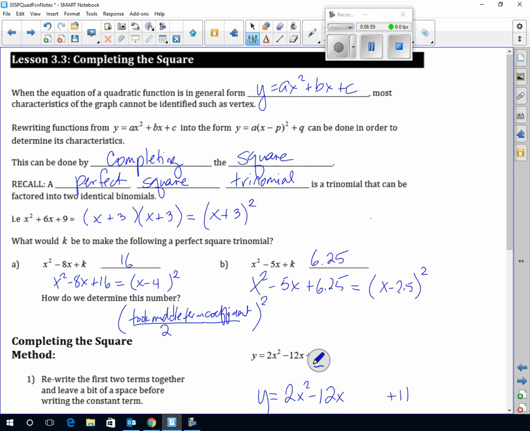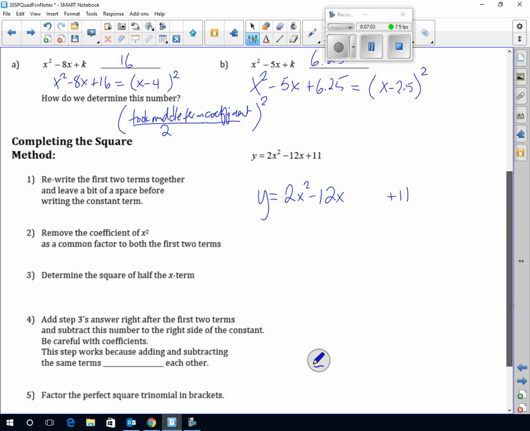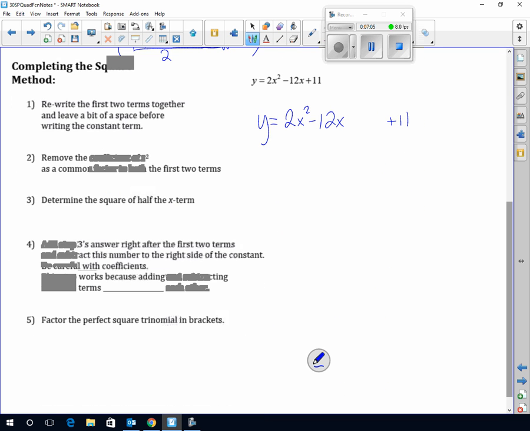Okay, so the second step is, in all the ones we did before, we didn't have a coefficient of x squared. The coefficient of x squared has to be taken out. The only way we can do that and still have the same equation is by factoring that coefficient out. So I need to factor the 2 out of the x squared.